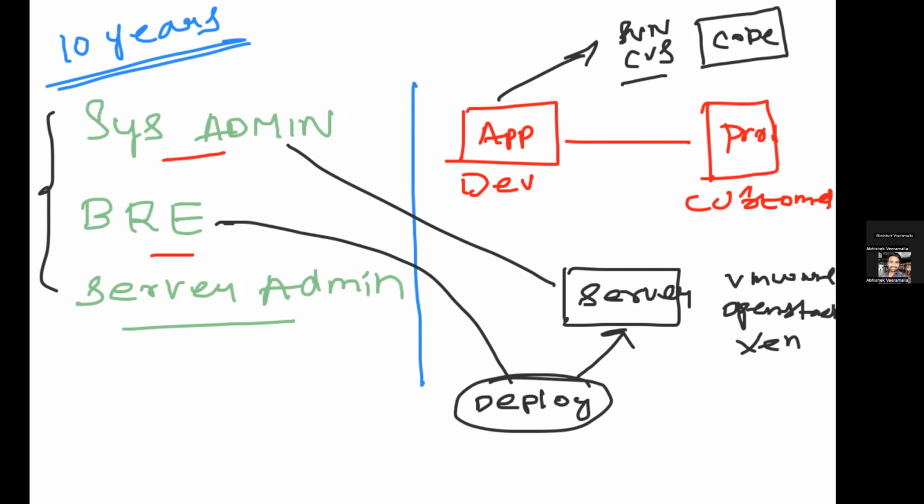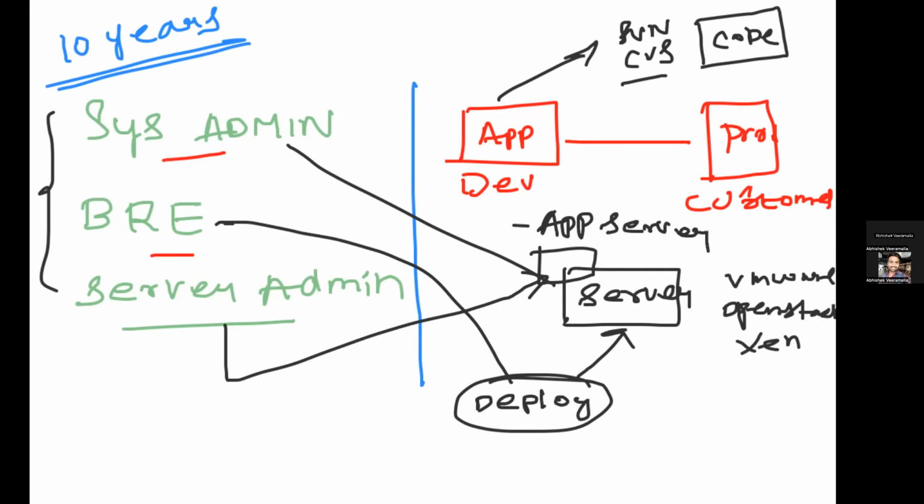Now, to deploy this application onto the server, there has to be an application server on this server, right? The application server is the one that holds the application on this server. So the server administrator used to create this app server. What is this called? App server. Because multiple parties were involved.